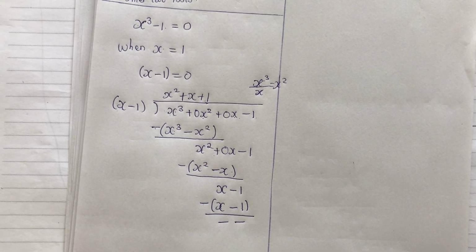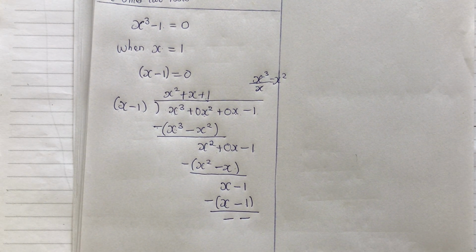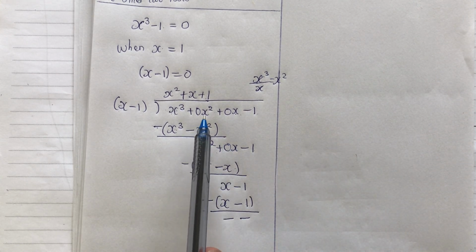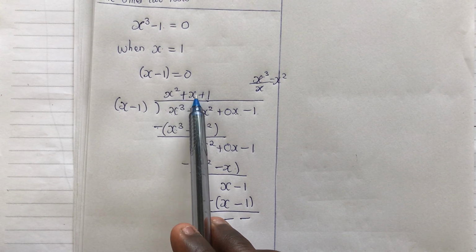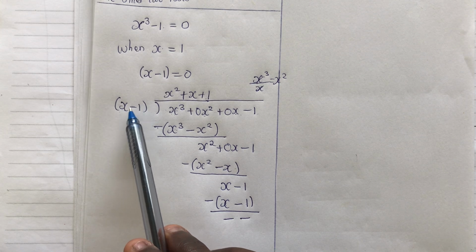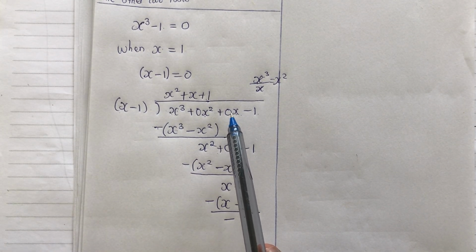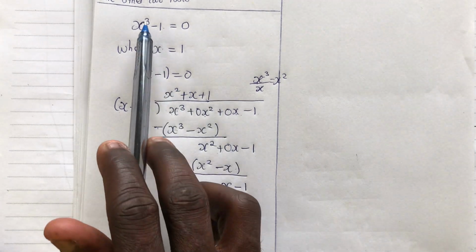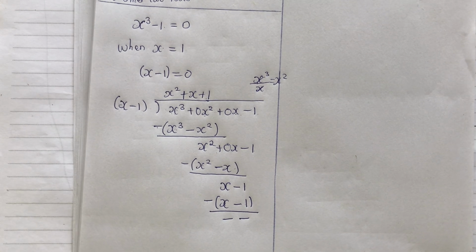0. Now, the rule of division of polynomial says that after you have finished everything, take the quotient. So the quotient is x squared plus x plus 1. Take the quotient, multiply it by the divisor, and equate it to the dividend, the main or the original dividend, which is x cubed minus 1.